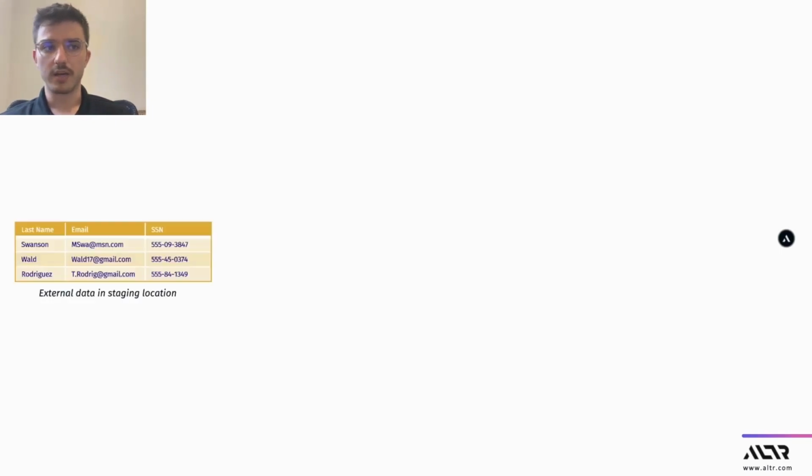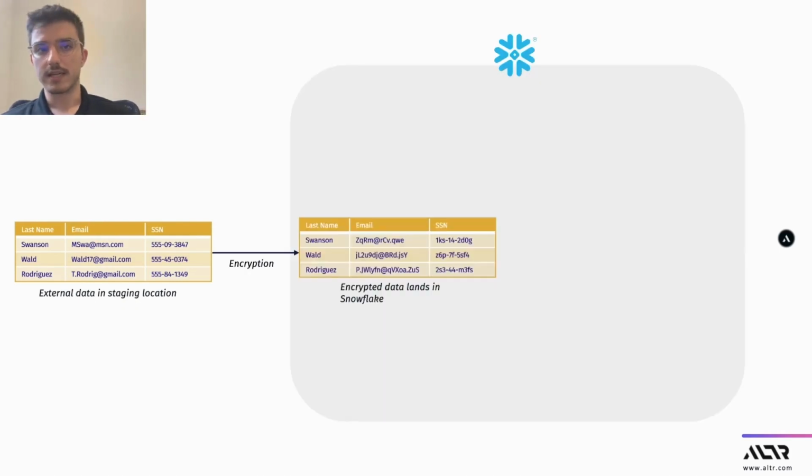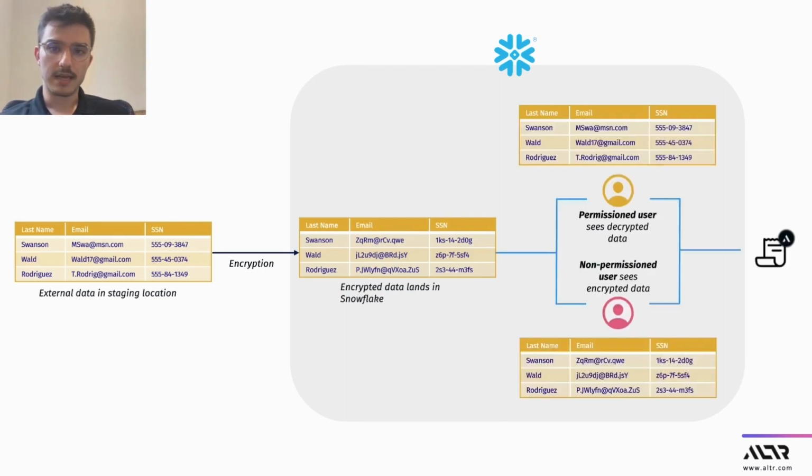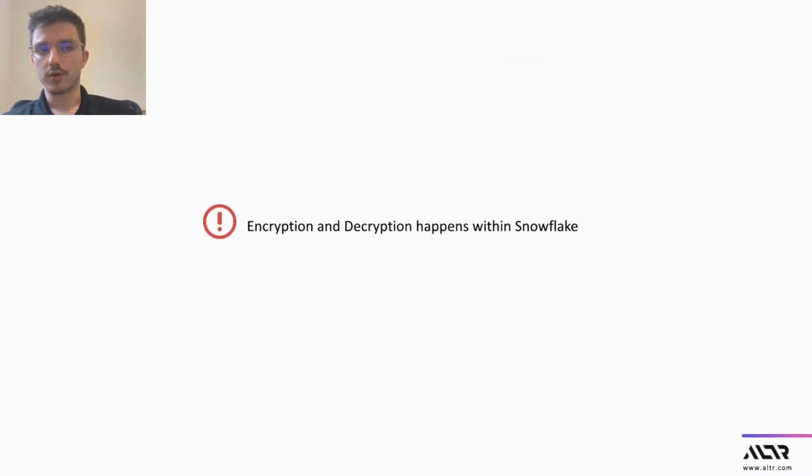We're going to take external data from a staging location, an S3 bucket in our case. We're going to populate that data into a Snowflake table. Before that data actually lands in Snowflake, we're going to encrypt that data. Then we're going to set policy in ALTR so a role that has permissions to access that data can decrypt that data automatically. And when a role doesn't have access to that data, they will not be able to decrypt the data and see it in its original form. An important note to remember here is that the process of encryption and decryption happens all within Snowflake utilizing Snowpark, meaning your data never actually leaves Snowflake to be encrypted or decrypted.